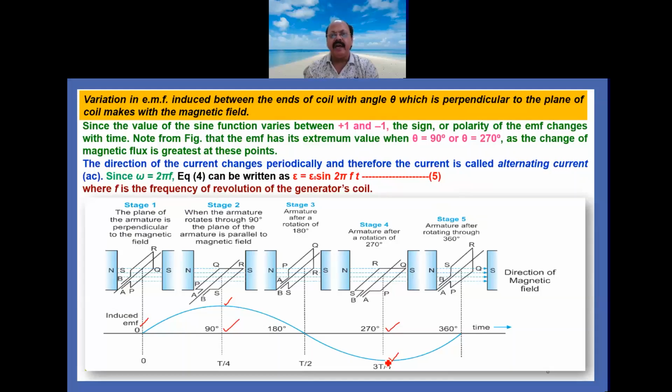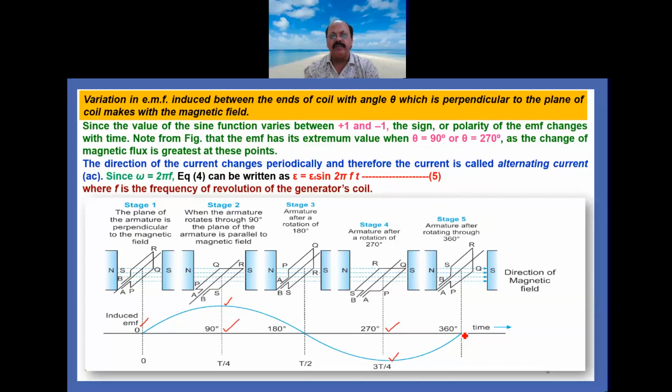Further, when we rotate the armature coil to 360 degrees, the induced EMF again decreases from maximum to 0. At this point the time period is t. Mathematically, E equals E naught sine 360 degrees. Sine 360 degrees is 0, so E equals 0.